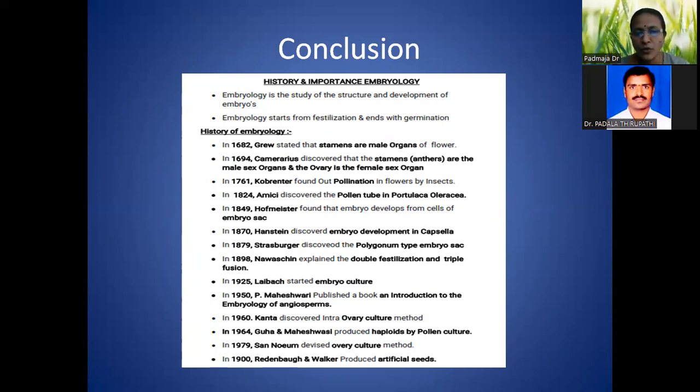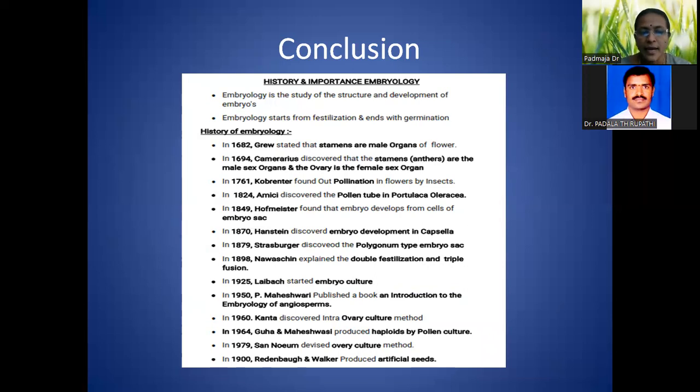In 1824, Amici discovered the pollen tube in Portulaca oleracea. That means they first identified the pollen tube. In 1849, Hofmeister found that the embryo developed from the cells of the embryo sac. In 1870, Hanstein discovered embryo development in Capsella. And the important bit is that in 1879, Strasburger discovered the polygonum type of embryo sac.